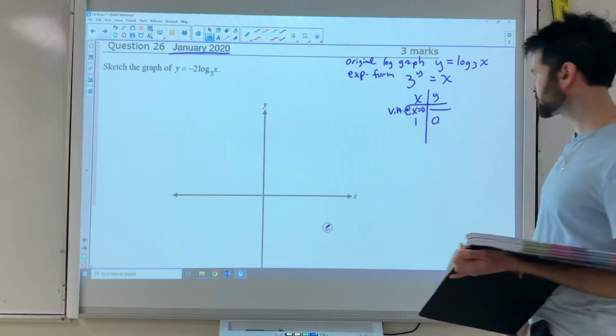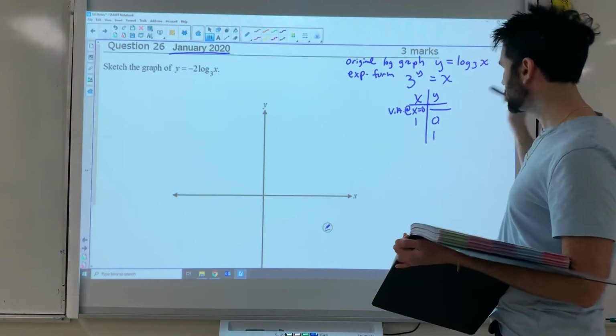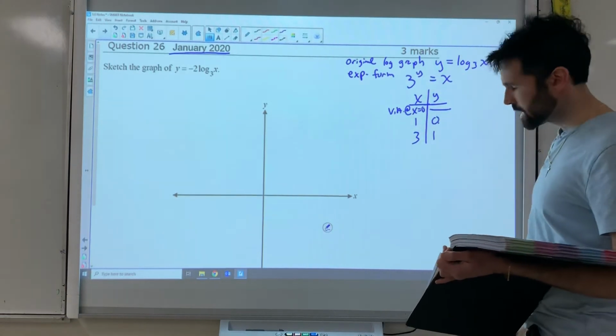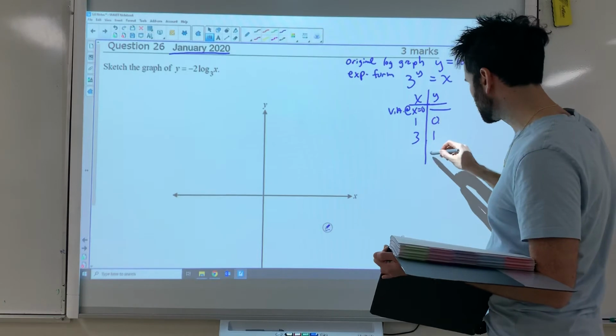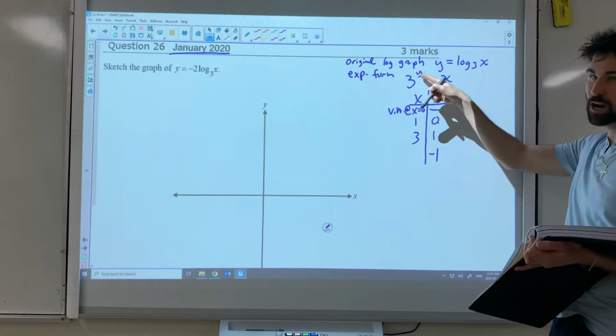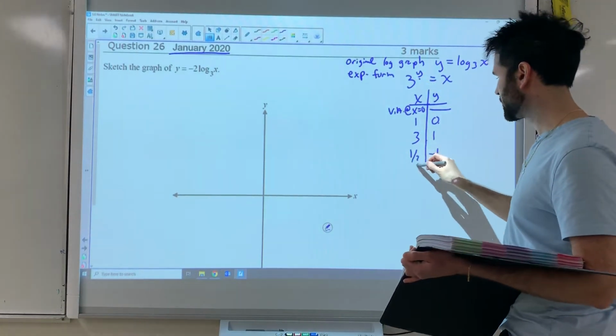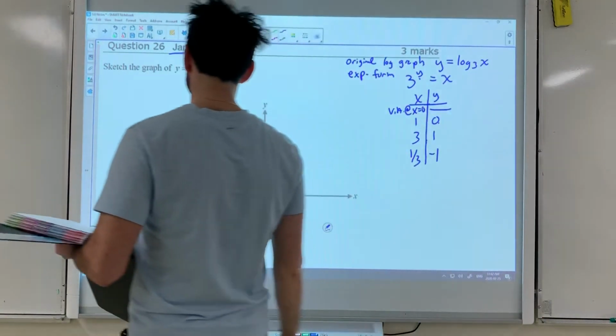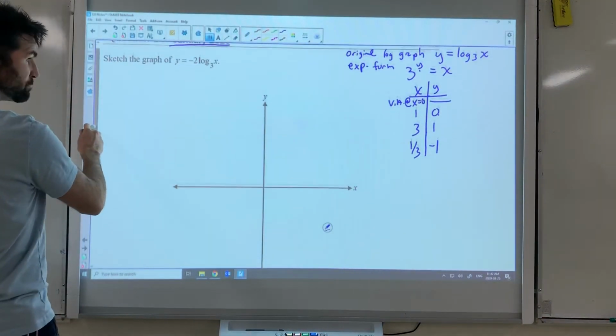What else do we need? Well, how about a couple smart points? So if you plug in y equals 1, you get 3 to the 1 equals x, so that's 3. And if you want one more point, just for fun, you can plug in -1 for y, and you would get 1/3 for x. That's plenty to get the original graph. I'm going to do the original graph over here in blue.